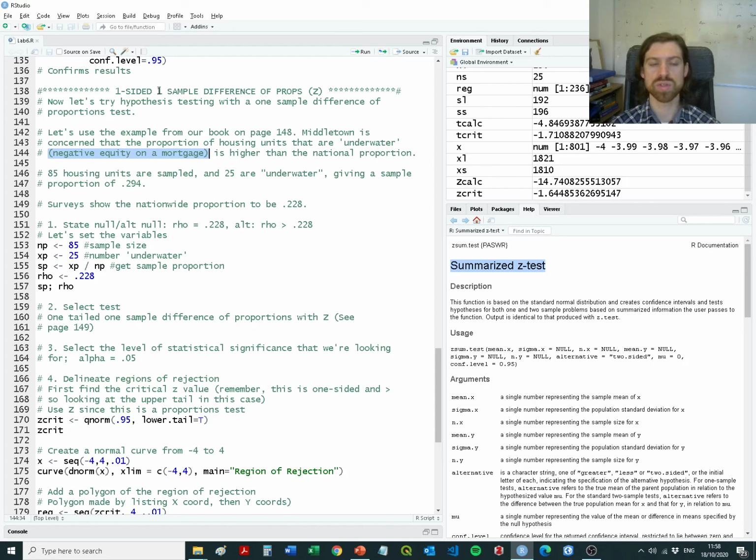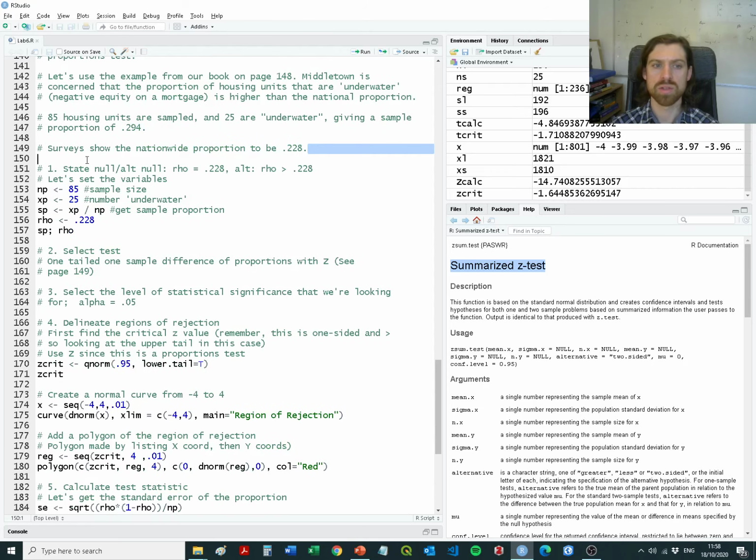So we're going to focus on testing these proportions. You can check out the example on page 148. Middletown is concerned with the number of housing units which are underwater. They're worried that it's higher than the national proportion. So 85 housing units are sampled, 25 are deemed to be underwater, and that gives us a sample proportion of 0.294. The survey shows nationwide that the proportion is 0.228, so about 22.8% of households.